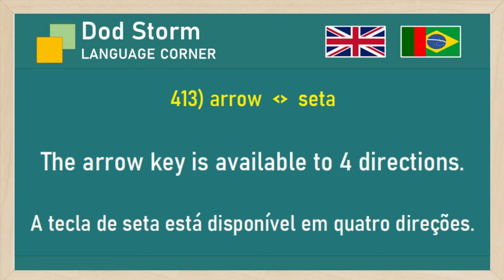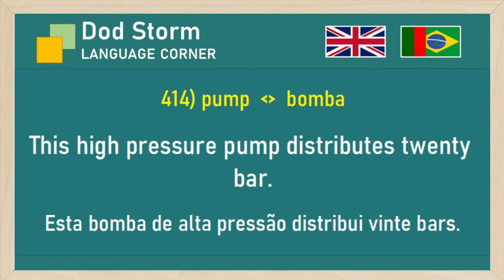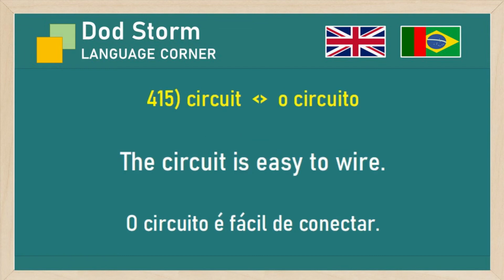The arrow key is available in 4 directions. This high-pressure pump distributes 20 bar. The circuit is easy to wire.